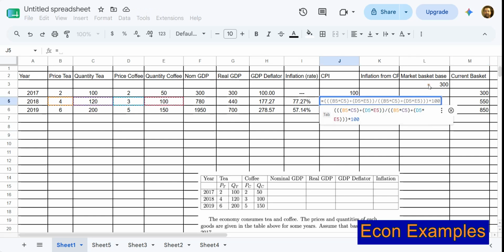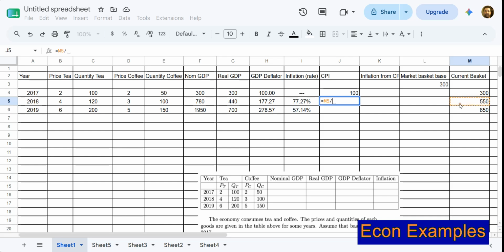So market basket, or rather current basket, which is 550, divided by our market basket, and this number should be more than 100. So I'm going to multiply that by 100, and I get 183. Okay, and then I'm going to do the same thing: current basket divided by market basket, and then I'm multiplying by 100. And let's get rid of some of those decimals. Okay, now I've got the inflation rate. So I can see 83% from that.